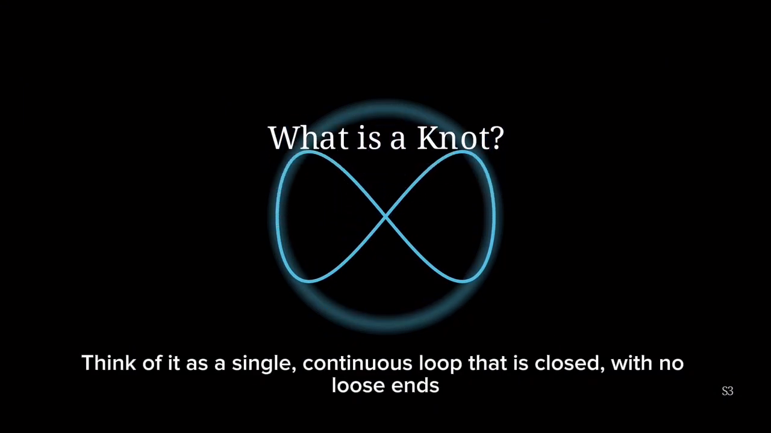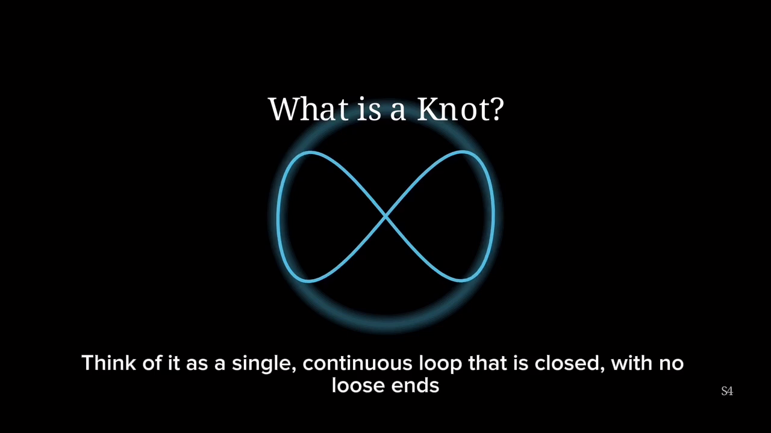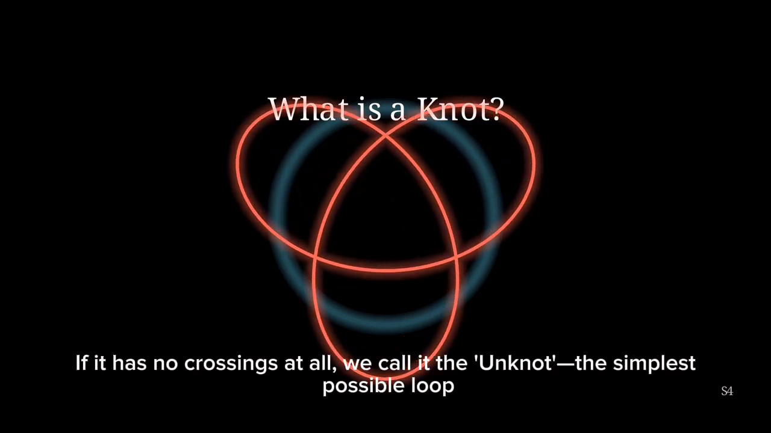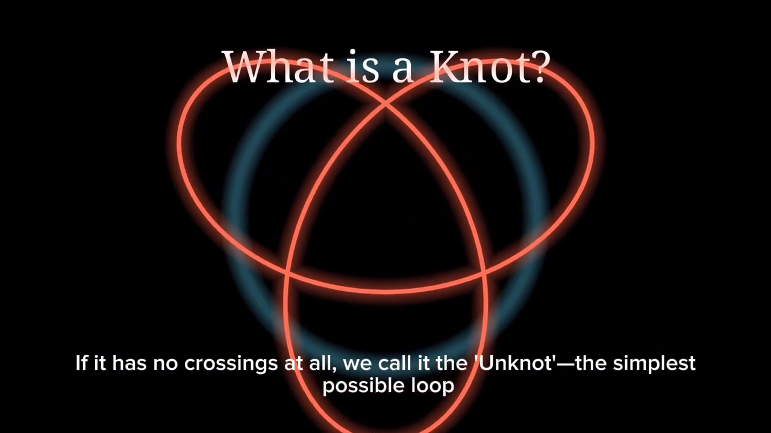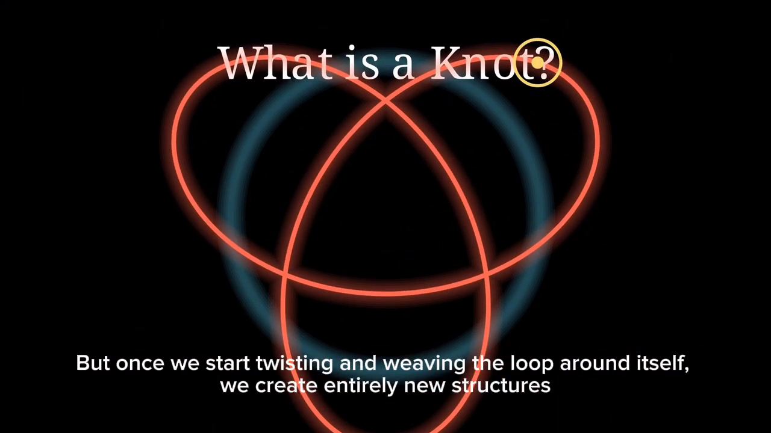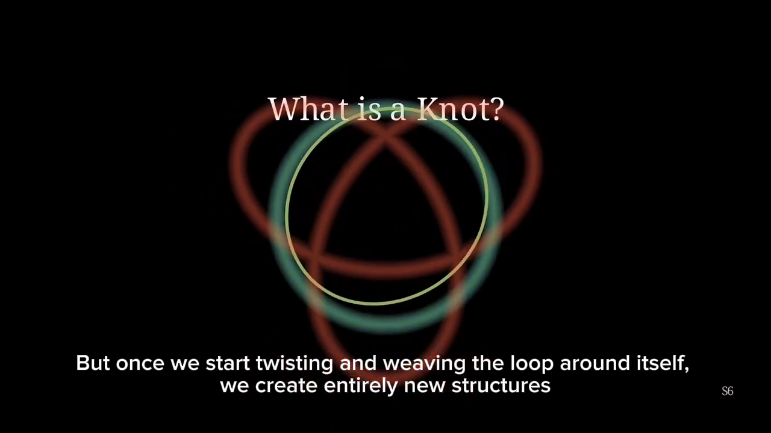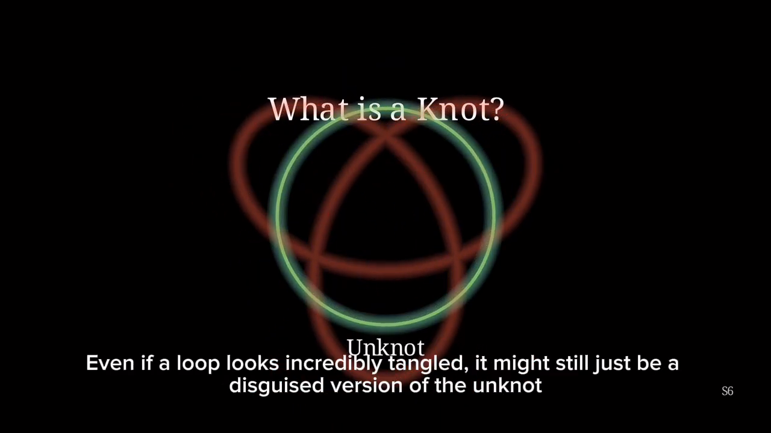Think of it as a single continuous loop that is closed with no loose ends. If it has no crossings at all, we call it the unknot, the simplest possible loop. But once we start twisting and weaving the loop around itself, we create entirely new structures. Even if a loop looks incredibly tangled, it might still just be a disguised version of the unknot.